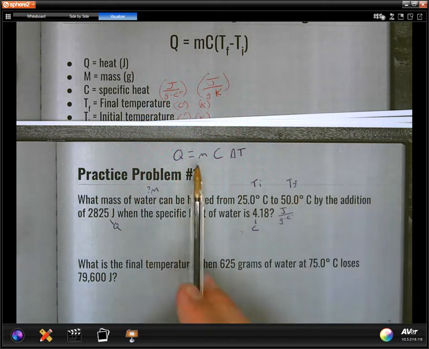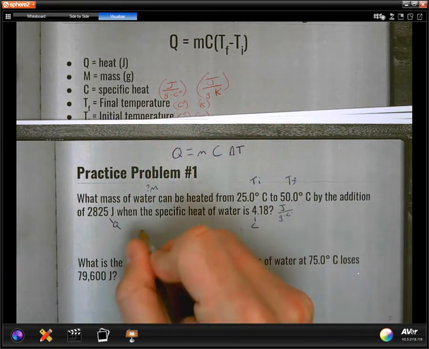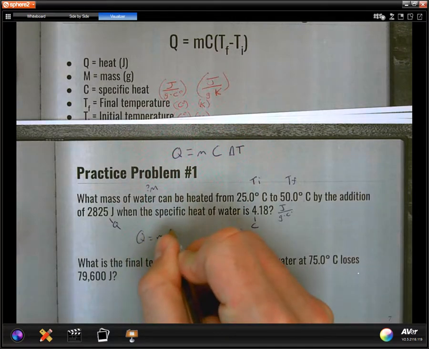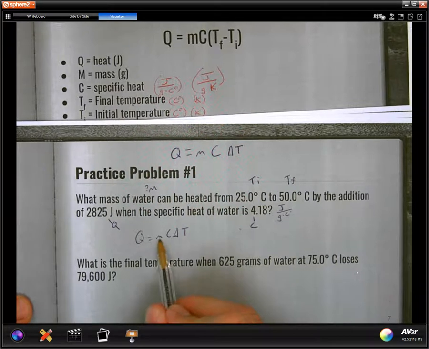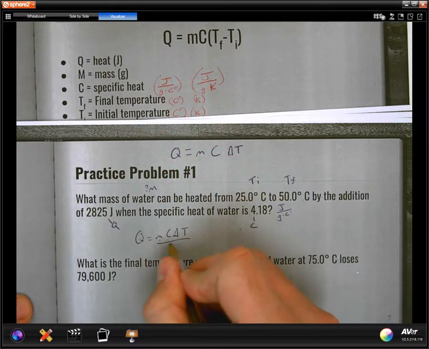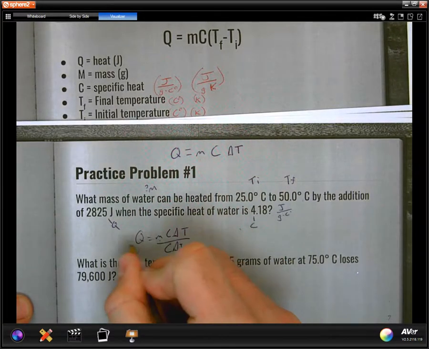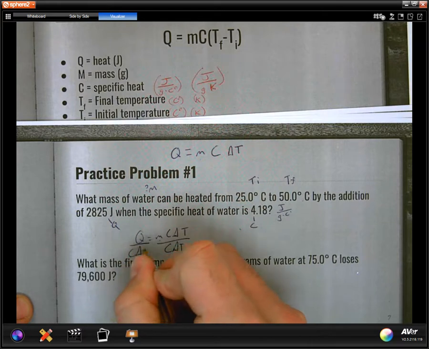So I see that I'm going to solve for M. What I suggest you do is do your algebra early and then plug your numbers in. It will save you a lot of time, and there's a lot less likelihood you're going to make a mistake. If I want M by myself, I divide by C and change in T. You do it to one side, you have to do it to the other side.